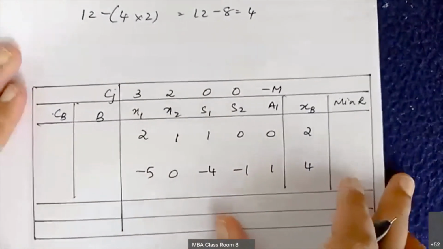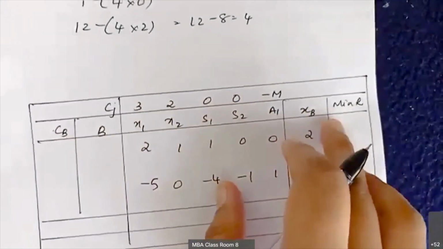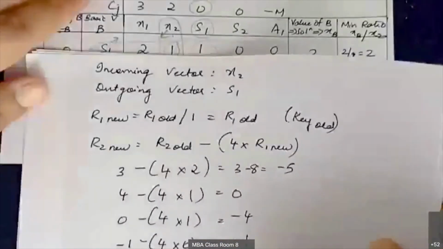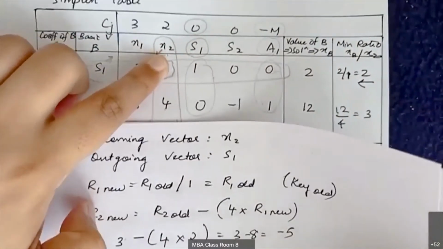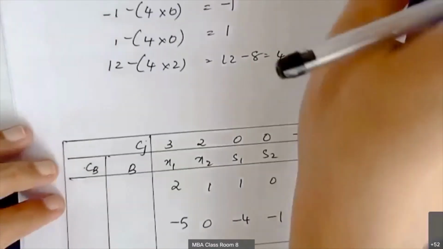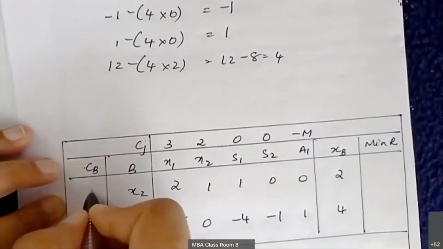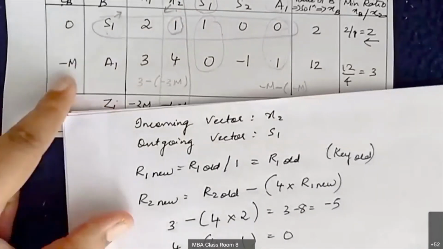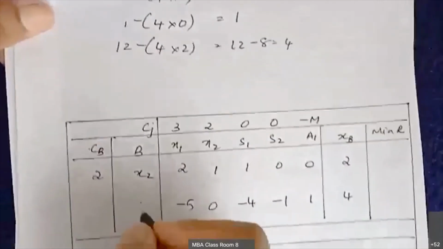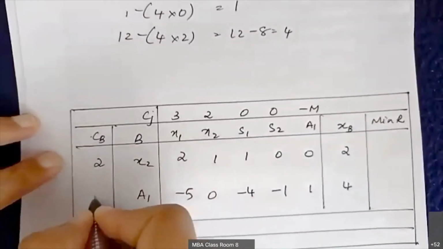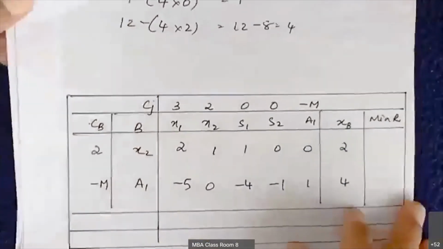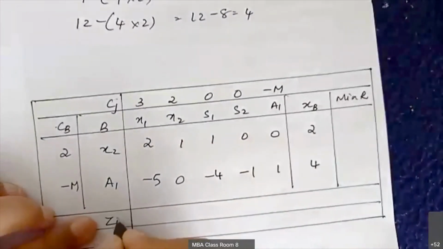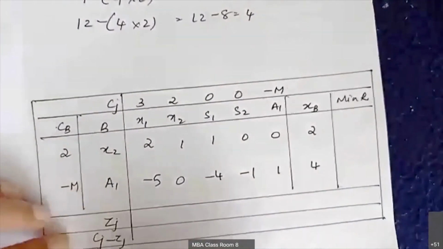After that, we have to put the vectors. S1 will go outside, and instead of that we have X2. The coefficient of X2 is 2. The next basic vector will remain the same, A1 at minus m. After getting so much, we will calculate Zj and Cj minus Zj for the optimality condition.